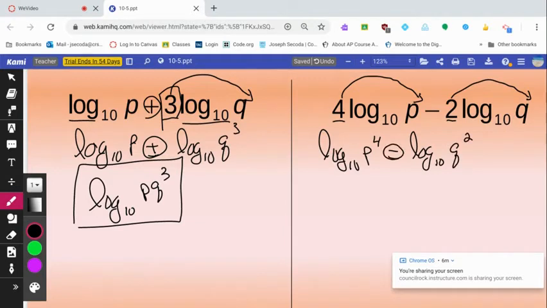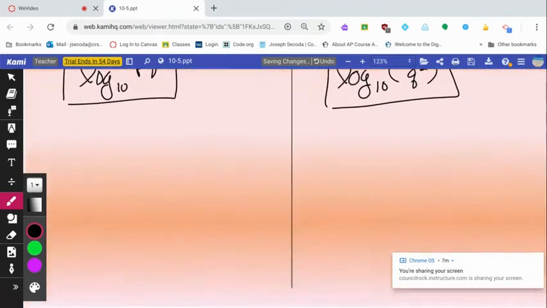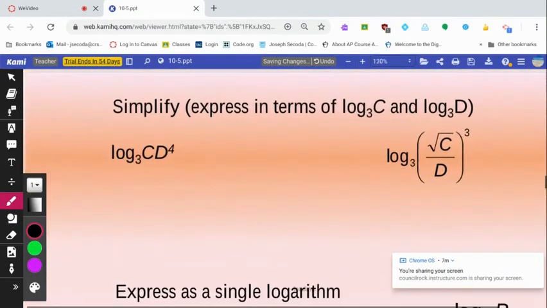Now it's a subtraction, so that's going to get condensed to a single logarithm. When you subtract the exponents, what were you doing with the bases? You were dividing the bases. So that's going to be p to the 4th over q squared. So we're just using those laws of exponents backwards, basically, since the logs are the inverses.